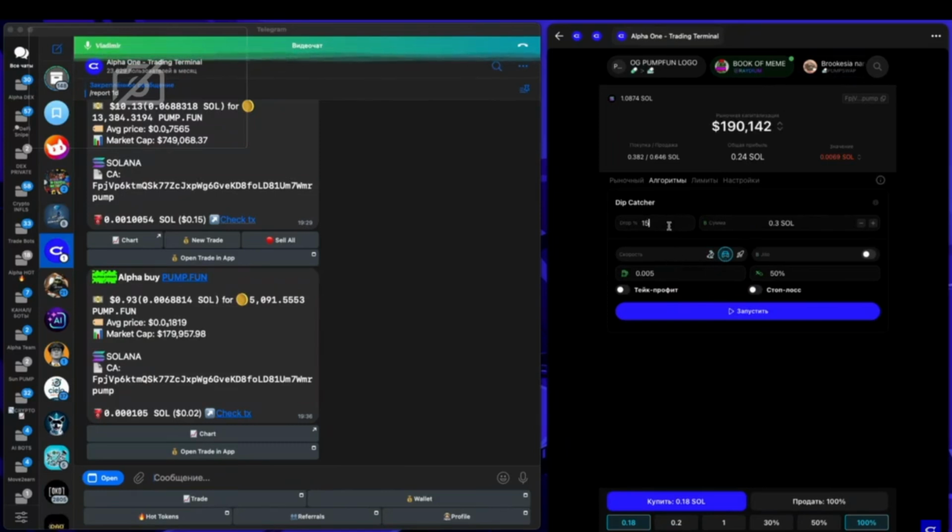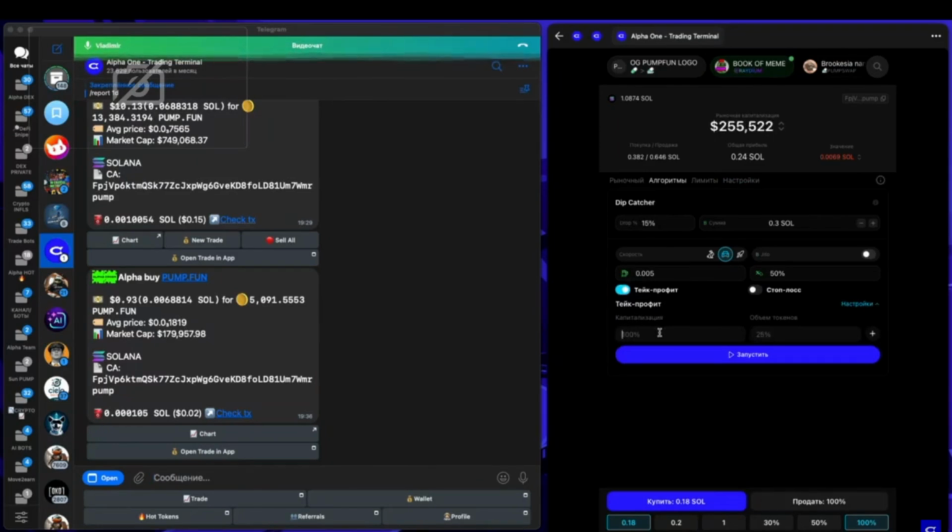We set a 15% drop, and if the price drops by 15% within the range of 1 to 3 seconds, that is, exactly in that time range, and you have the algorithm running, then you will enter the transaction. You can immediately set yourself a take profit for this case, with a price increase of 20%. Here is my TVX, naturally, I want to enter the position, and we run this algorithm.